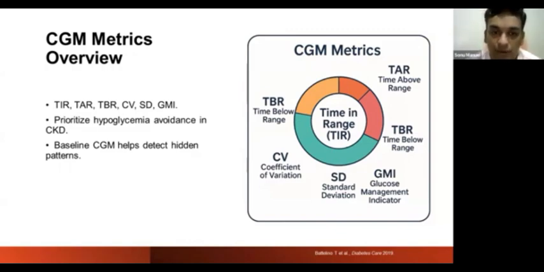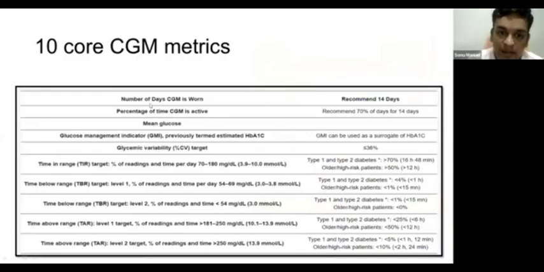So for that, you need to have an ambulatory glucose profile. In that, the major metrics which are applicable are TIR, that is time in range, TAR, that is time above range, TBR, that is time below range, coefficient of variation, that is CV, standard deviation, that is SD, and GMI, which is the glucose management indicator. This I will explain in detail in the coming slides, but there are a few other things which need to be known. If you are keeping CGM for 14 days, the minimum recommended duration is 14 days. The percentage of time the CGM is active in all those days is also important. It is 70% of the days for a minimum of 14 days.